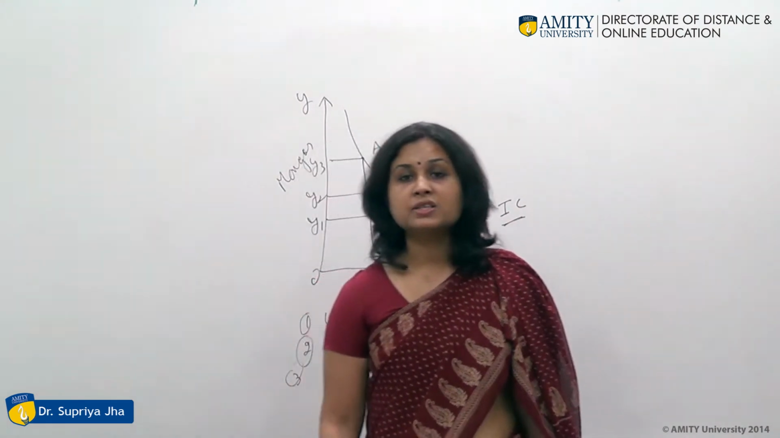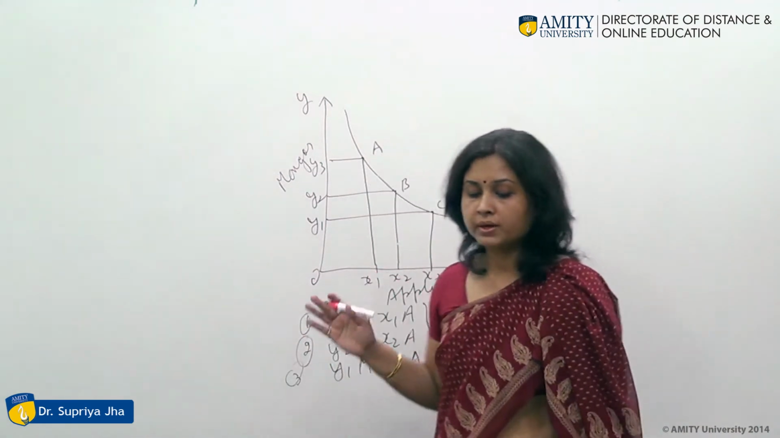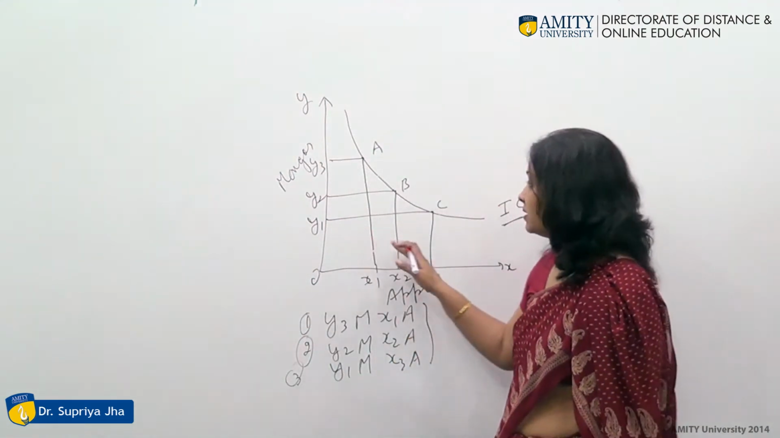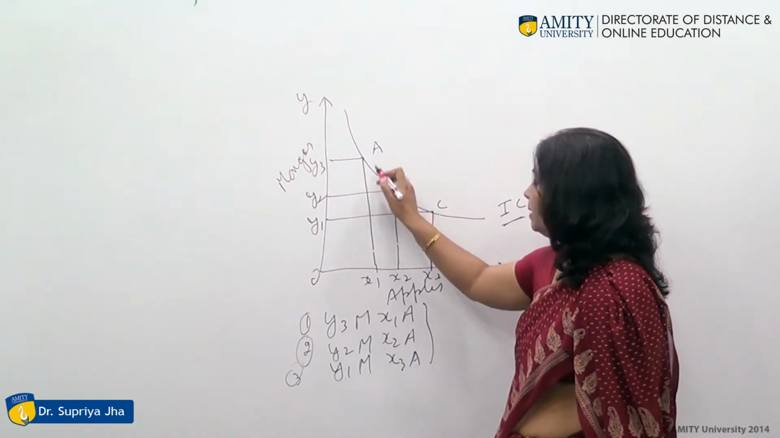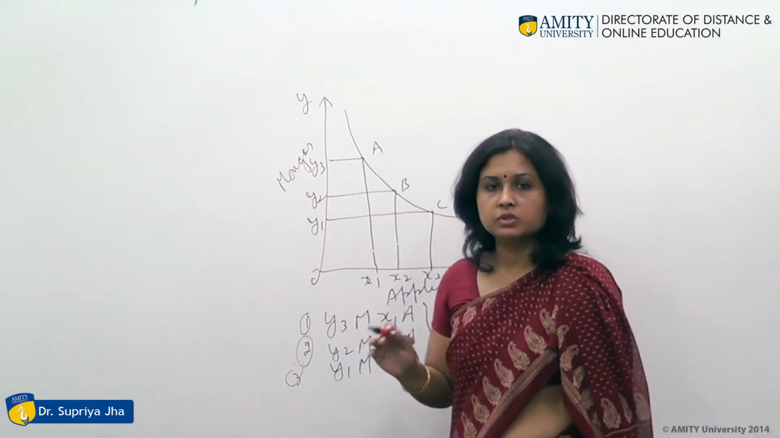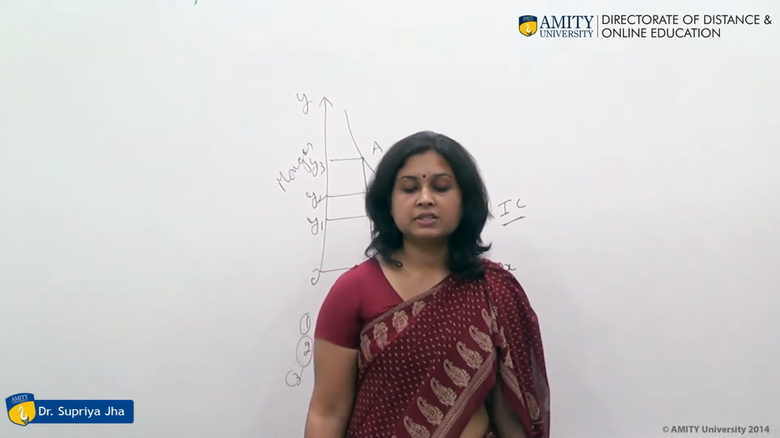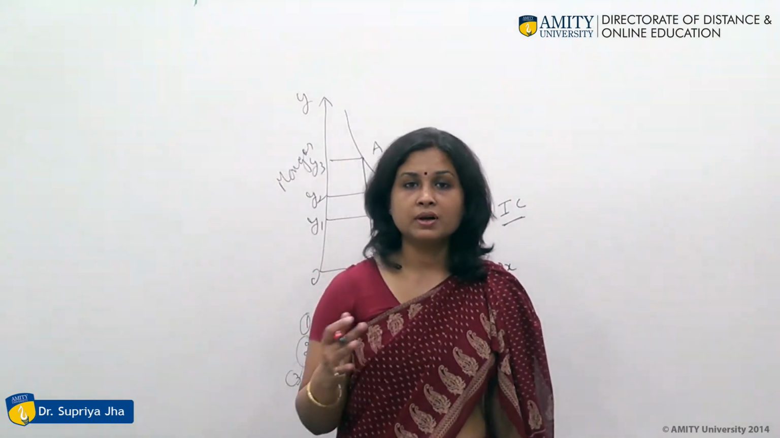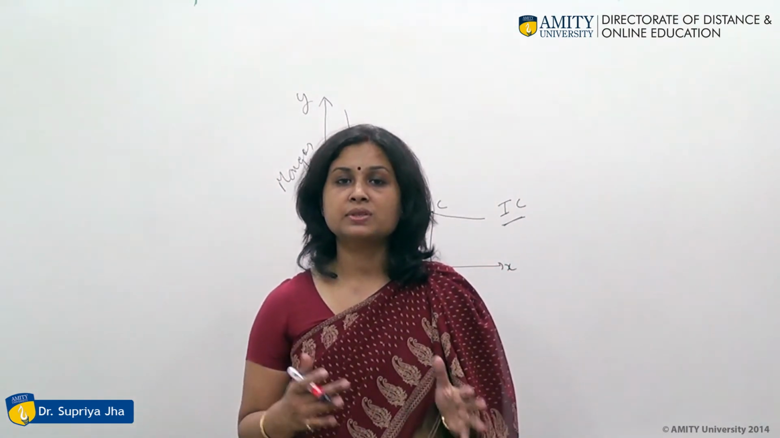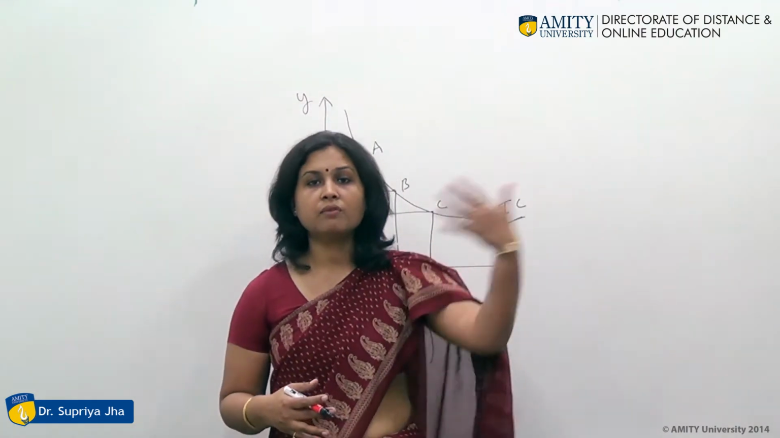Another term is marginal rate of substitution. Now the slope at any point on the indifference curve is known as marginal rate of substitution. Slope at A, B, C or any point on this curve is known as marginal rate of substitution. It is the rate at which the consumer is willing to substitute one good for another, the amount the consumer is ready to sacrifice of one product to get more of another product.